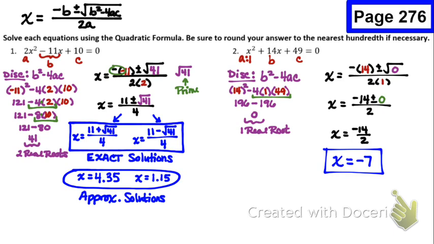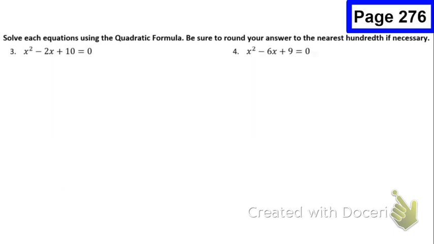Let's go look at number 3. First things I need to find: ABC. What are A, B, and C on number 3? A is 1. B is negative 2, and C is 10. Now that I know what A, B, and C are, what are we doing? Find the discriminant.